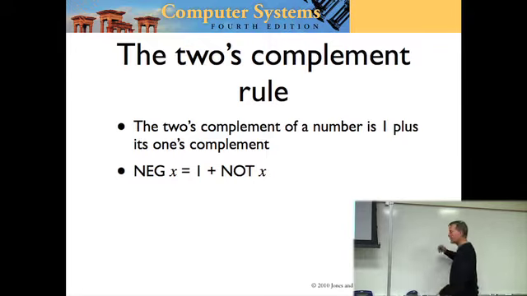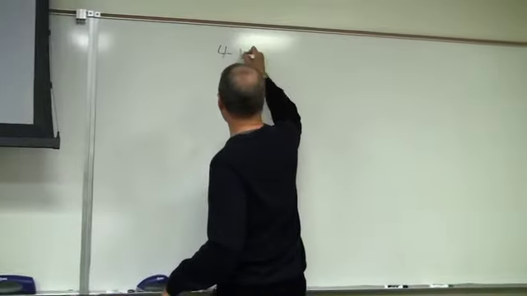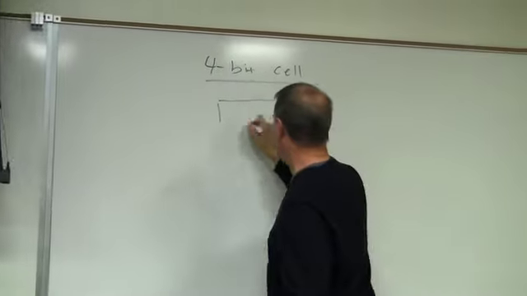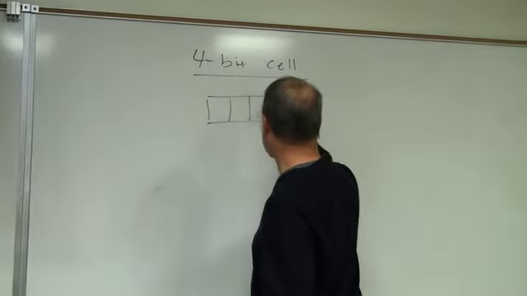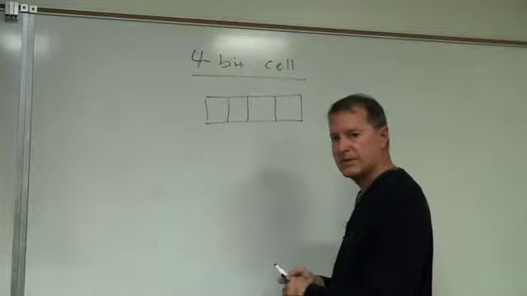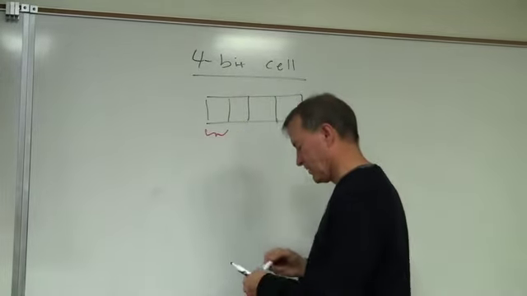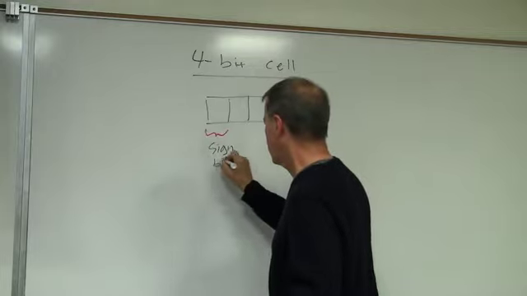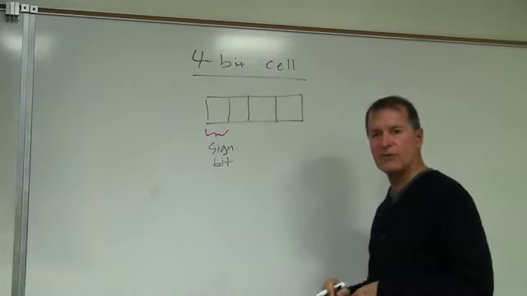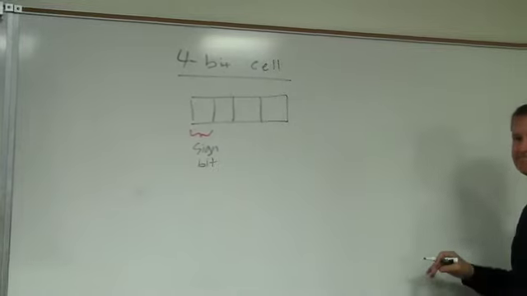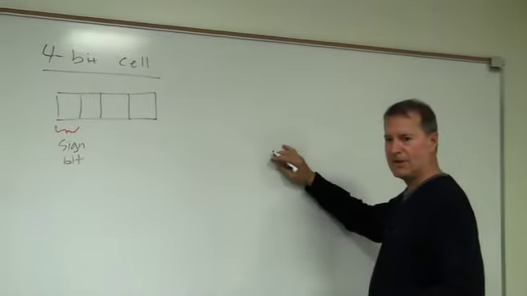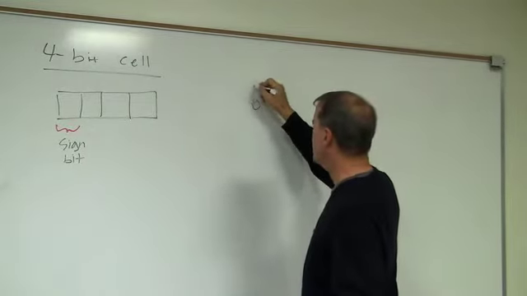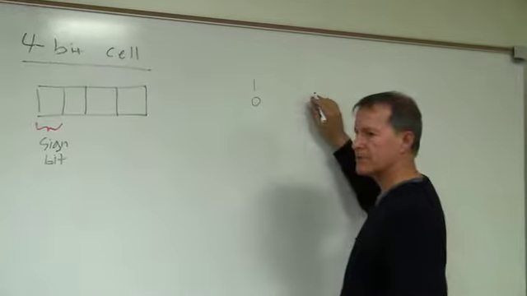All right. Now, let's suppose that we have a 4-bit cell over here. So what our cell looks like, it's like this, and this part of the cell is the sign bit. Now what I would like to do is let's do a few numbers. Okay? So can you tell me, first of all, how would you store 0? Let's do 1. How would you store 1 with these 4 bits?